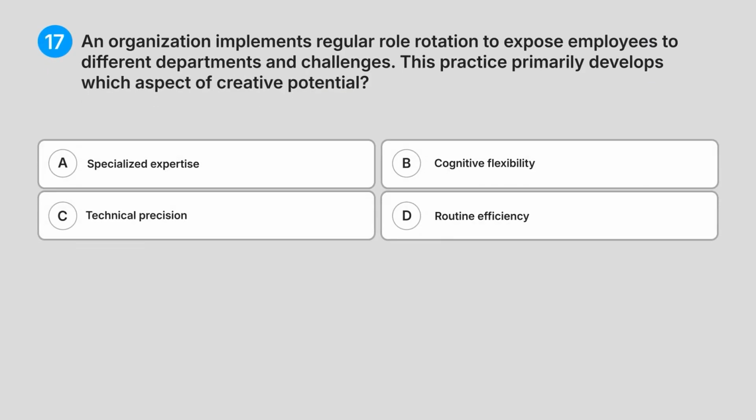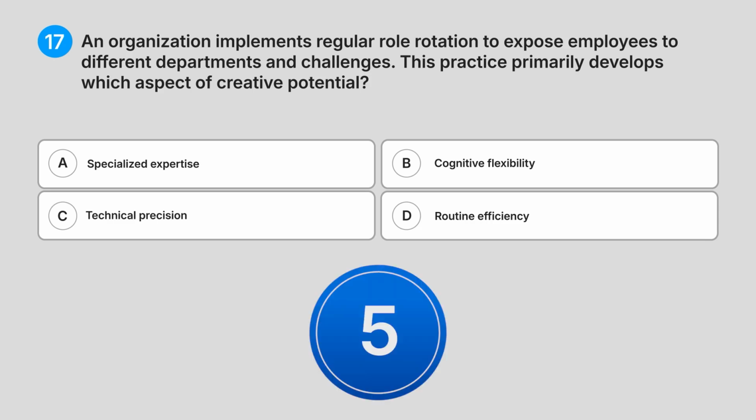17. An organization implements regular role rotation to expose employees to different departments and challenges. This practice primarily develops which aspect of creative potential? A. Specialized expertise. B. Cognitive flexibility. C. Technical precision. D. Routine efficiency. Do you know the answer?